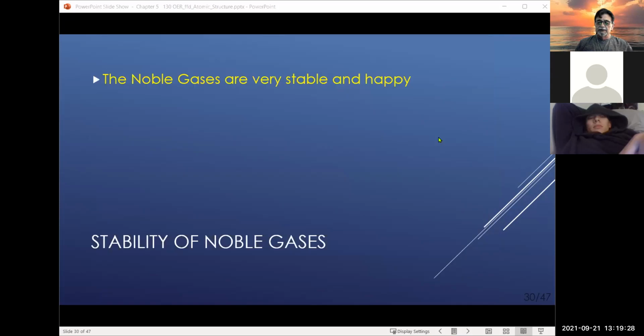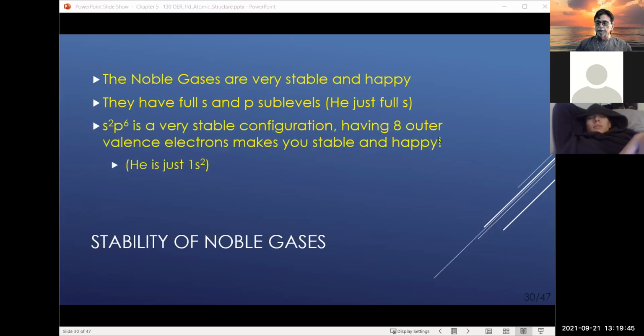All right. So, as I stated, noble gases, that's group 8, very stable, and very happy as an element, right? Their s and p orbitals are full. And they have 8 electrons on the outermost shell, with the exception of helium. It just has 2.